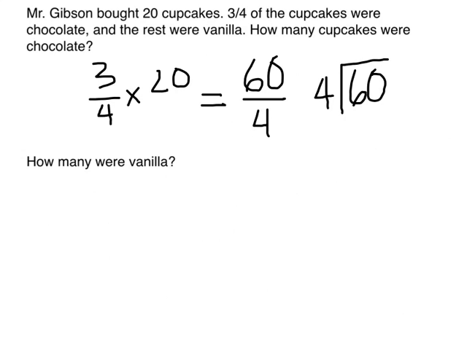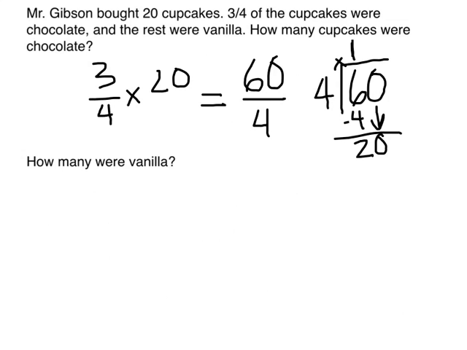How many times does 4 go into 6? 4 goes into 6 one time. 1 times 4 is 4. When I subtract, I have 2 left over. Bring down your 0. How many times does 4 go into 20?